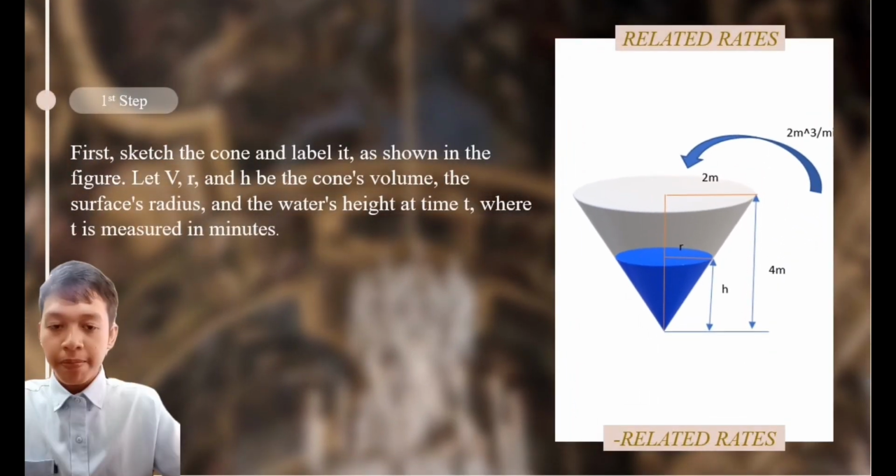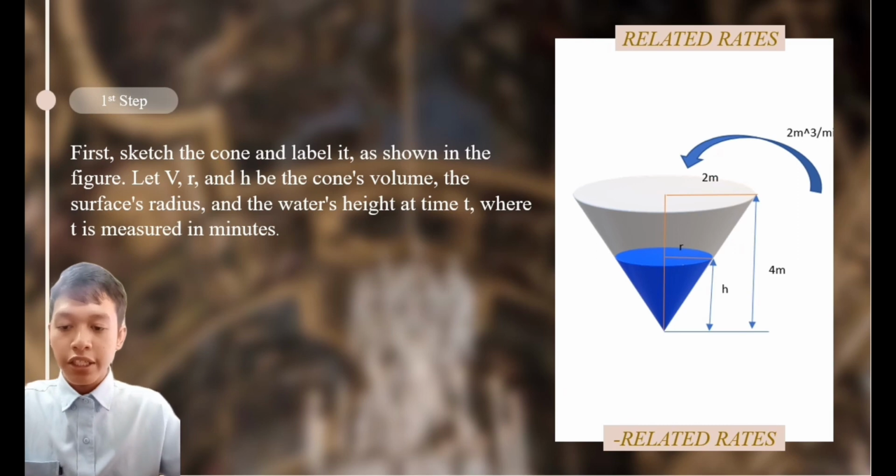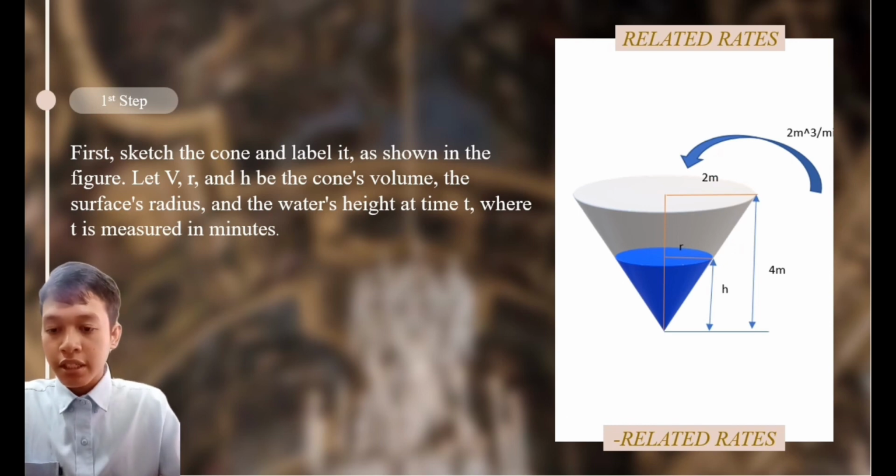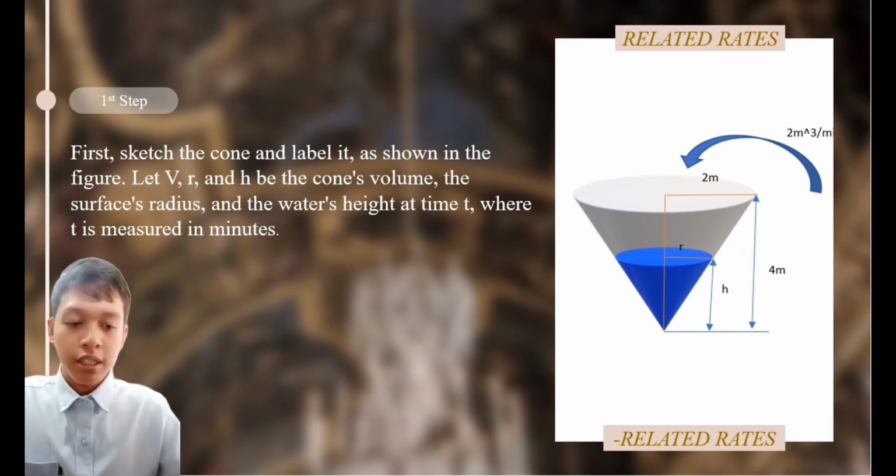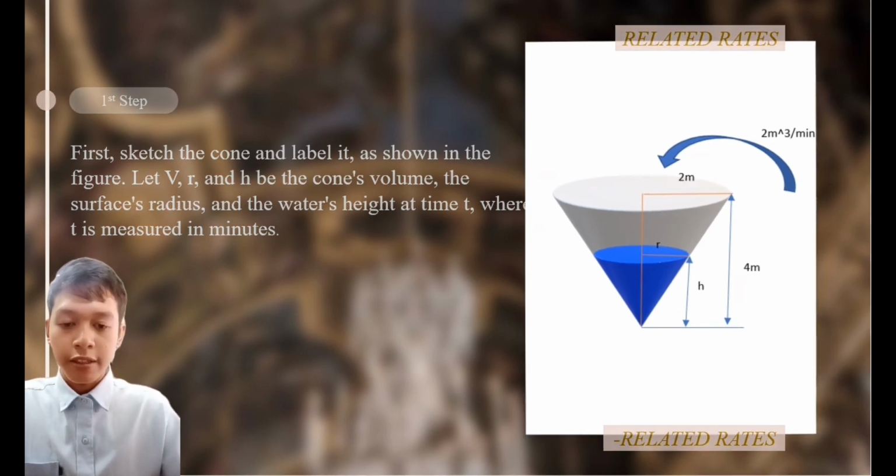For the first step, we have to sketch the cone and label it as shown in the figure. This is the inverted cone. This is the height of the inverted cone, and this is its radius. Next, let V, R, and H be the cone volume, the surface radius, and the water height at time t, where t is measured in minutes. So for our rate, we'll be measuring it in meters per minute.